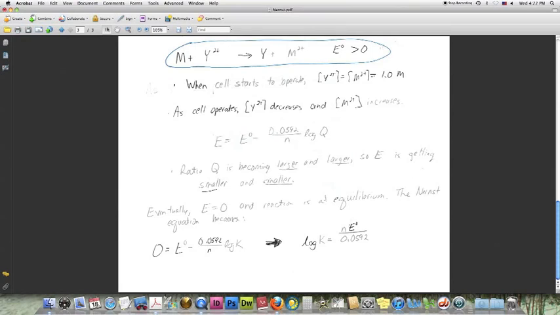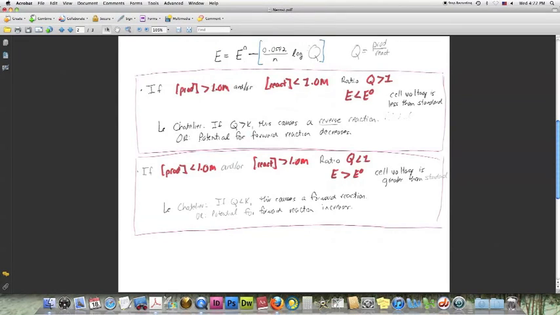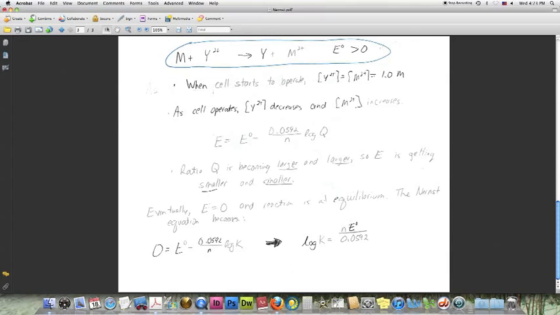This ratio Q, which is products over reactants, remember, so it would be M2+ over Y2+. Automatically, as these cells start to operate, these concentrations change and the ratio Q automatically becomes larger and larger and larger. And remember, as the Q ratio becomes larger, that causes the voltage to decrease. So the result is that a normal situation is that these reactions begin to happen, the concentrations begin to change, and while they're working, the voltage is sort of slowly decreasing as things happen.